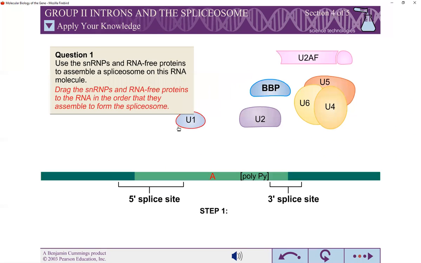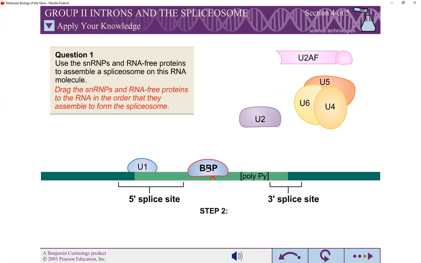Now, see this. U1 is going to bind to the 5' splice site. Okay, so correct: U1 at the 5' splice site. Then the branch point binding protein will always bind to a branch point. Incorrect. Okay. The branch point binding protein will be binding to this particular branch point. Now, how do I make it bind? I should place it here. Incorrect.